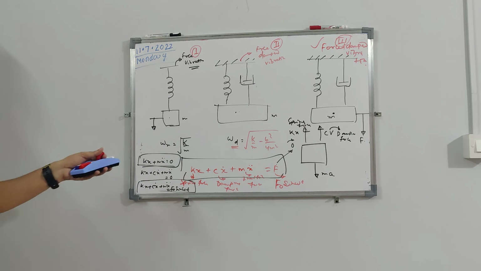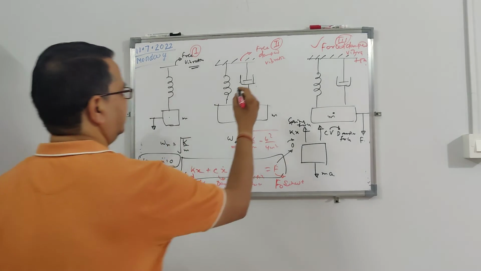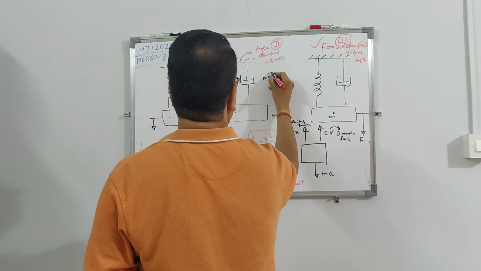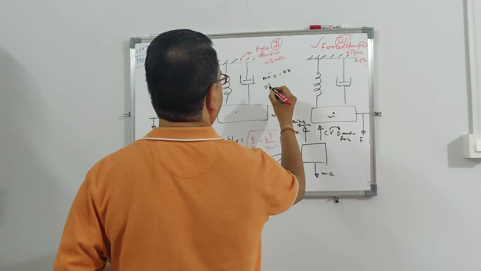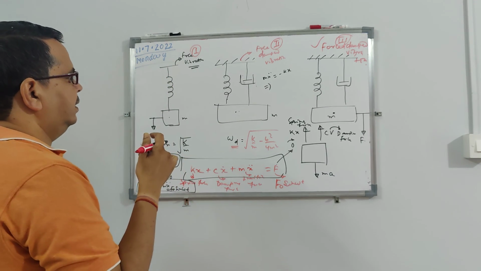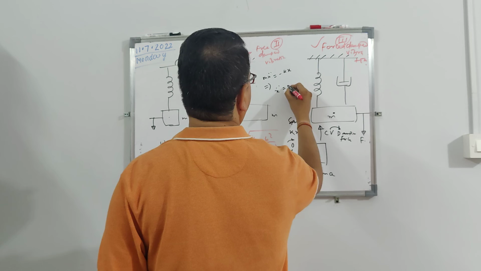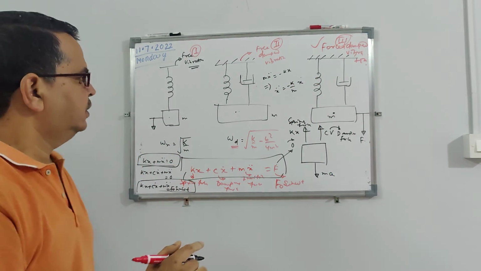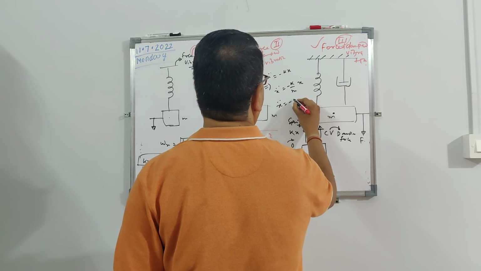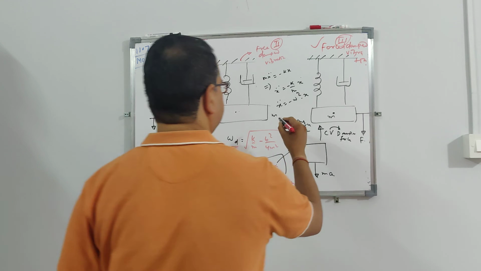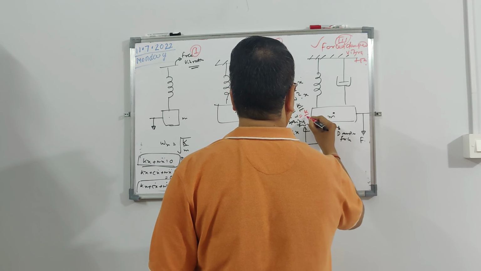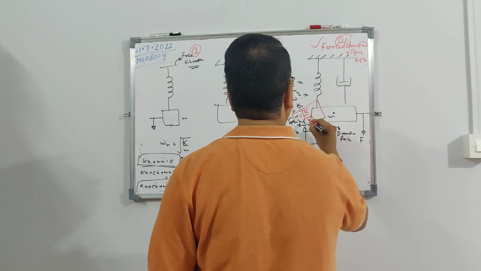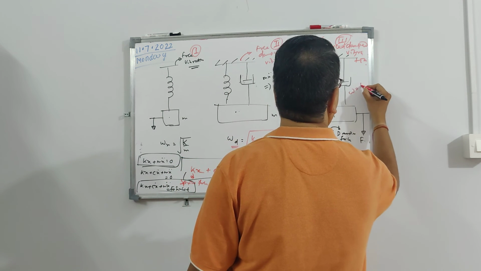If you solve this equation, you can find out the frequency. Here, m x double dot is equal to minus kx, right? That's what we get from this equation. So x double dot is equal to minus k by m into x. And I know x double dot is equal to minus omega square into x, where x is the displacement. That means omega square is equal to k by m, so omega is equal to square root of k by m.